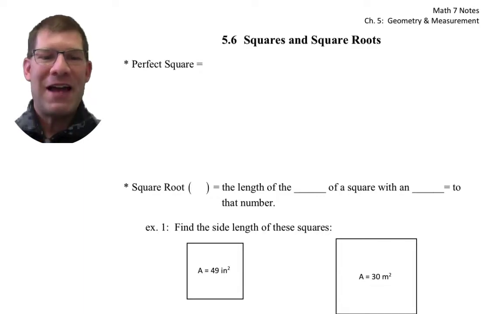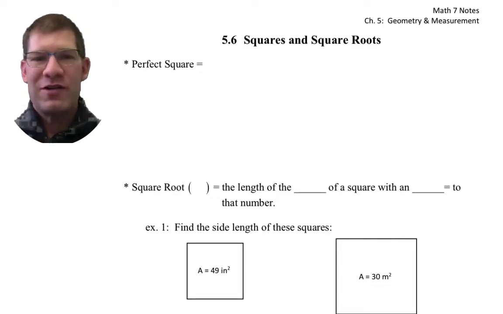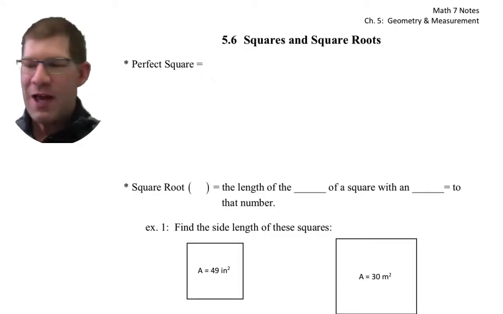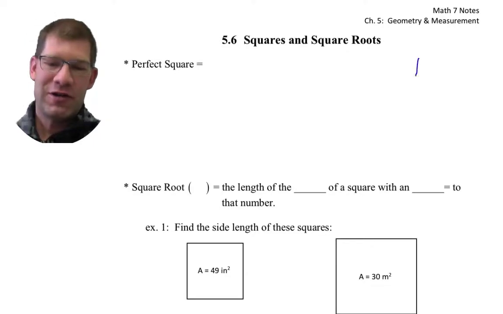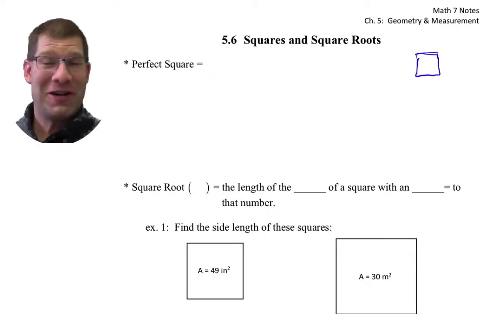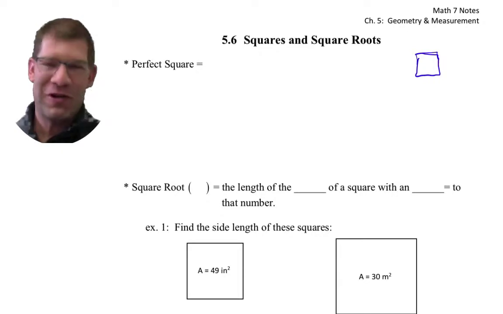Alright, we're doing 5-6, which is squares and square roots. And I want to start by talking about perfect squares. So if I were to draw a square in here, something like this, and I don't know if I do this in the notes. Okay, that leaves a lot to be desired if we're going to call it a perfect square. But anyway, in talking about what perfect squares are, this will work for our purposes.